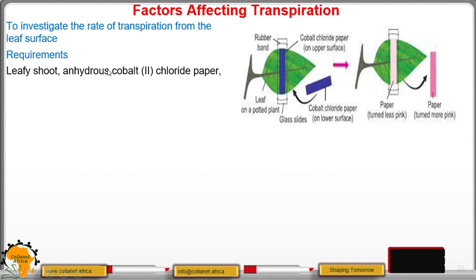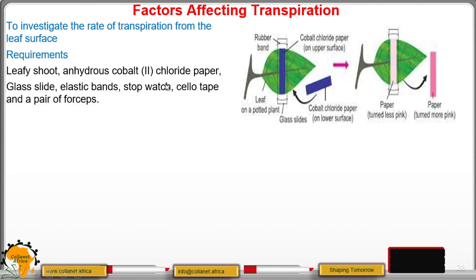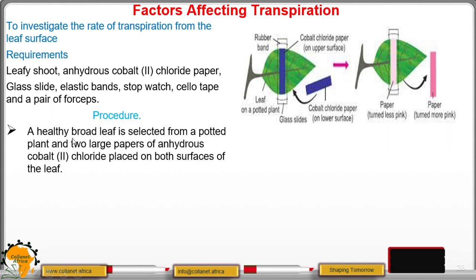What are the requirements? A leafy shoot, anhydrous cobalt-2 chloride paper, glass slide, elastic bands, stopwatch, sellotape, and a pair of forceps. So the procedure is that a broadleaf is selected from a potted plant where 2 large papers of anhydrous cobalt-2 chloride are placed on both sides of the leaf, that is the upper and the lower. This anhydrous means it has no water.